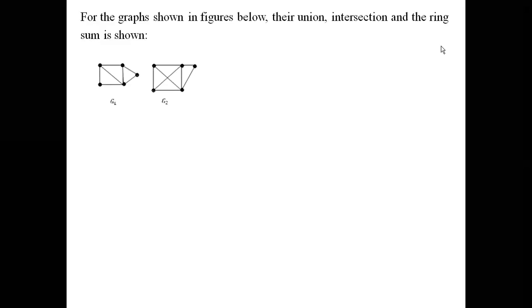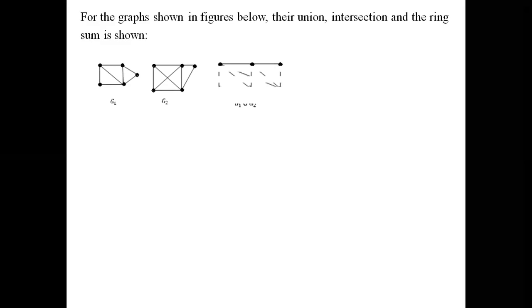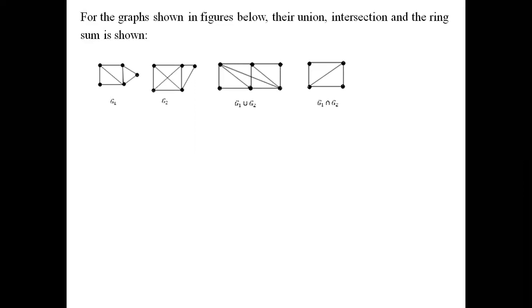So these are the graphs given for us, G1 and G2, and we have the union of these two graphs. The vertex set is combined, and the edge set is also combined, and we take the union G1 union G2. The intersection of these two graphs will be the common vertices and the edges in this. The vertex set is also taken intersection and the edge set is also taken intersection. The common vertex set and the edge set is written here. So this is G1 intersection G2 for us.